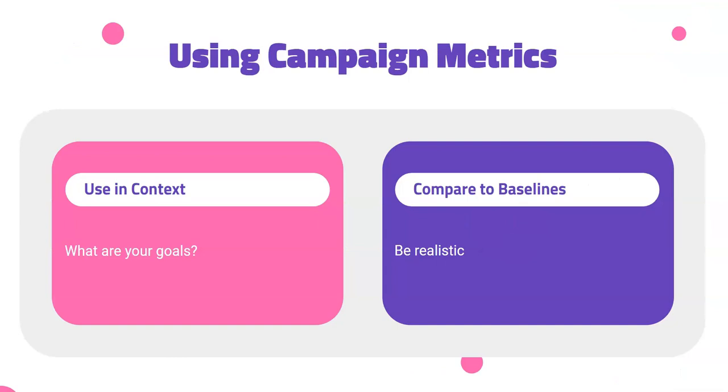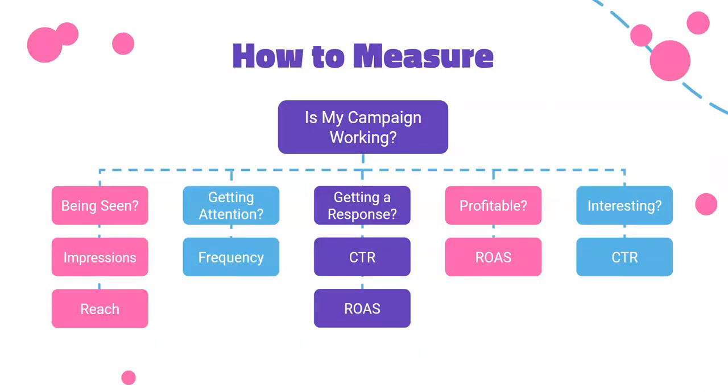So how do you use your campaign metrics? Well, number one, you want to use them in context. Look at what your goals are for a campaign. Is it awareness? Then reach might be a very legitimate metric for you. But if it's to make sales, you want to look at return on ad spend or click-through rate and compare it to your baselines. Be realistic and look at your industry benchmarks. Is a click-through rate of 1% excellent? Is a click-through rate of 5% outstanding? And what is your baseline for your organization? What are the results you typically get? Are you doing better than those results? Then your ad campaign could be a qualified success.